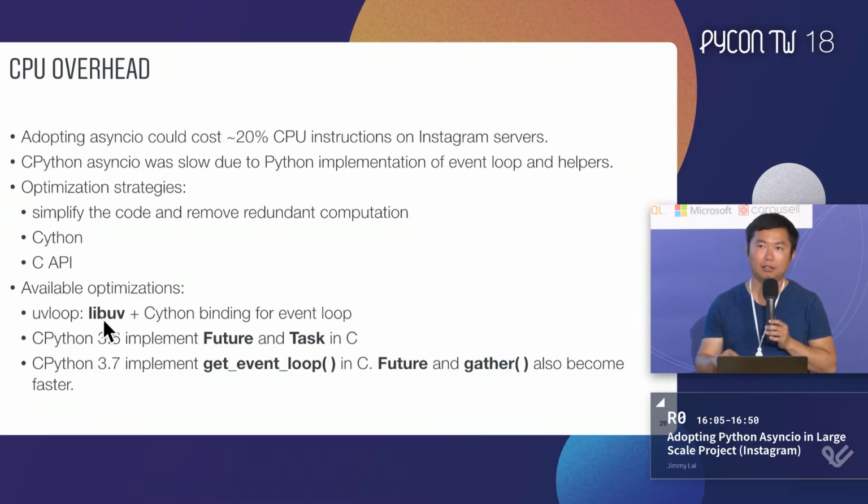And the underlying is calling libUV, which is the Node.js event loop implemented in C, which is much more efficient. So we use this. We saved some CPU. And we also apply some optimization in Python 3.6 and 3.7. So some of the critical common data structures, containers, and helper functions are implemented in C in those versions, including future, task, and get event loop function.